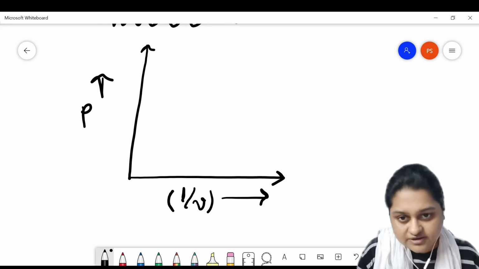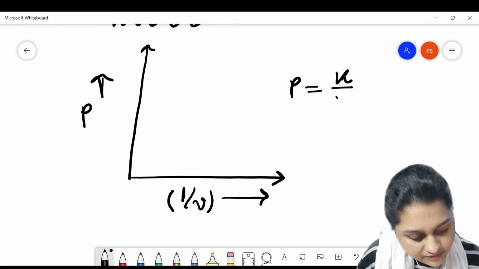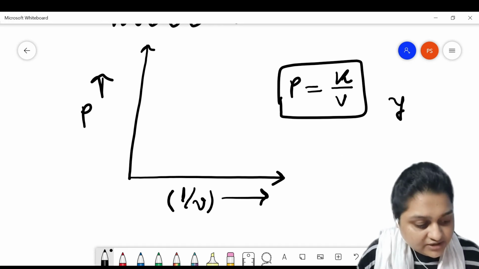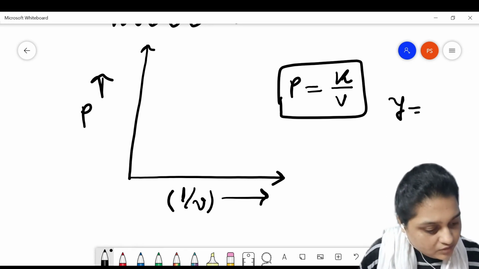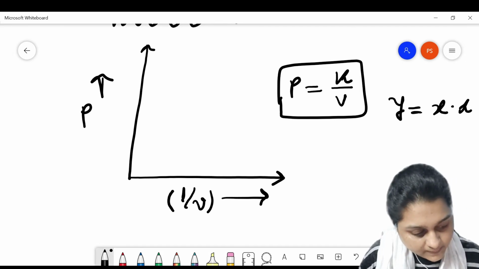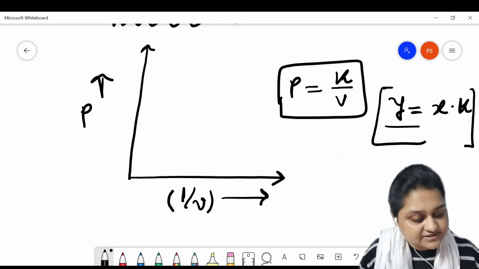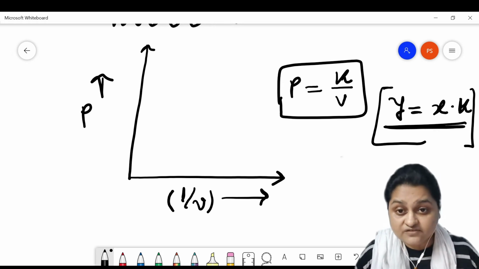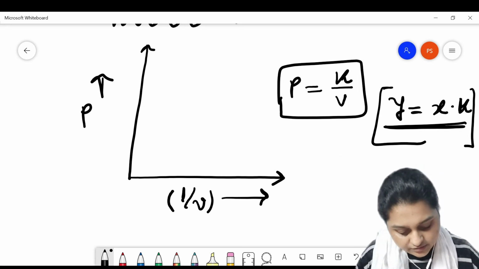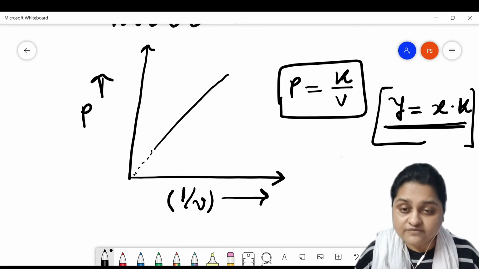Now the mathematical expression that will help us to draw this plot is P equals to K by V. This is the Boyle's law expression, in which P is representing the y-axis and 1 by V is representing the x-axis. As you can see, this is nothing but a straight line equation starting from origin. So the plot will look like this.